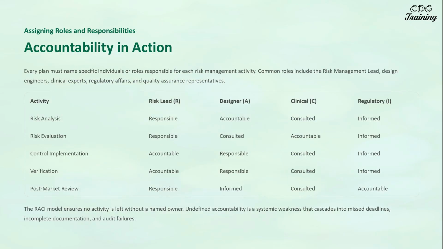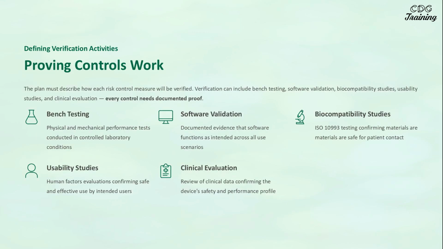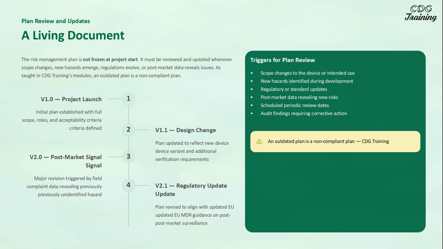Assigning roles and responsibilities ensures accountability for each risk management activity. Undefined accountability can lead to missed deadlines and incomplete documentation. Verification activities, such as bench testing and clinical evaluation, provide documented proof that risk control measures are effective. Every control needs documented proof. The risk management plan is not static. It must be reviewed and updated whenever changes occur, ensuring it remains compliant and effective.